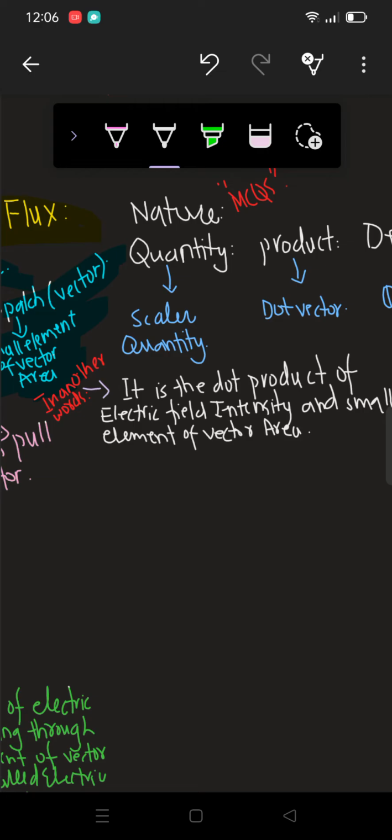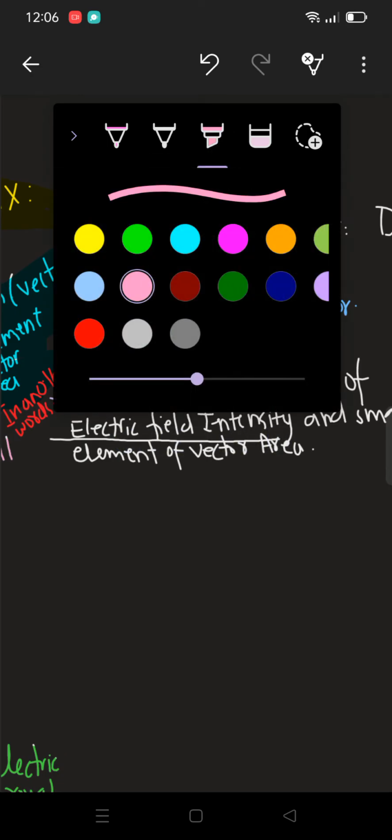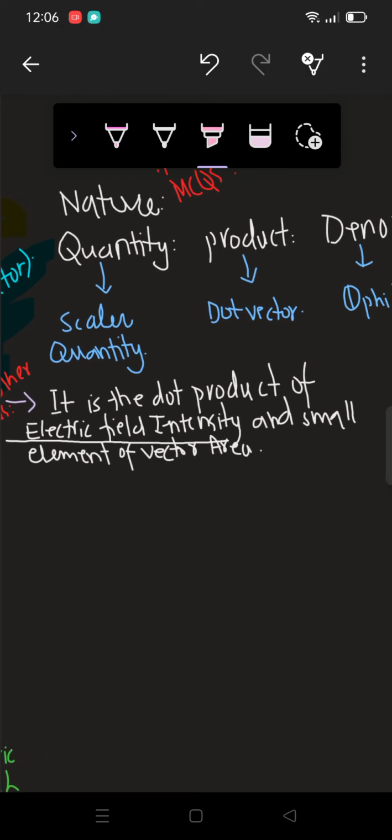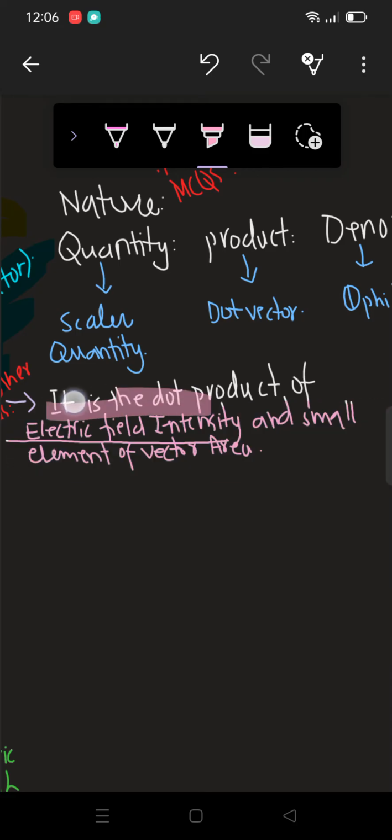So in the second definition, we are learning about the dot product. It is the dot product of electric field intensity, because we know that electric field lines will be passing through the small element of vector area. So it is the product of electric field intensity and the small element of vector area, because the electric lines of force will be passing through this small element of vector area. So it is the dot product.